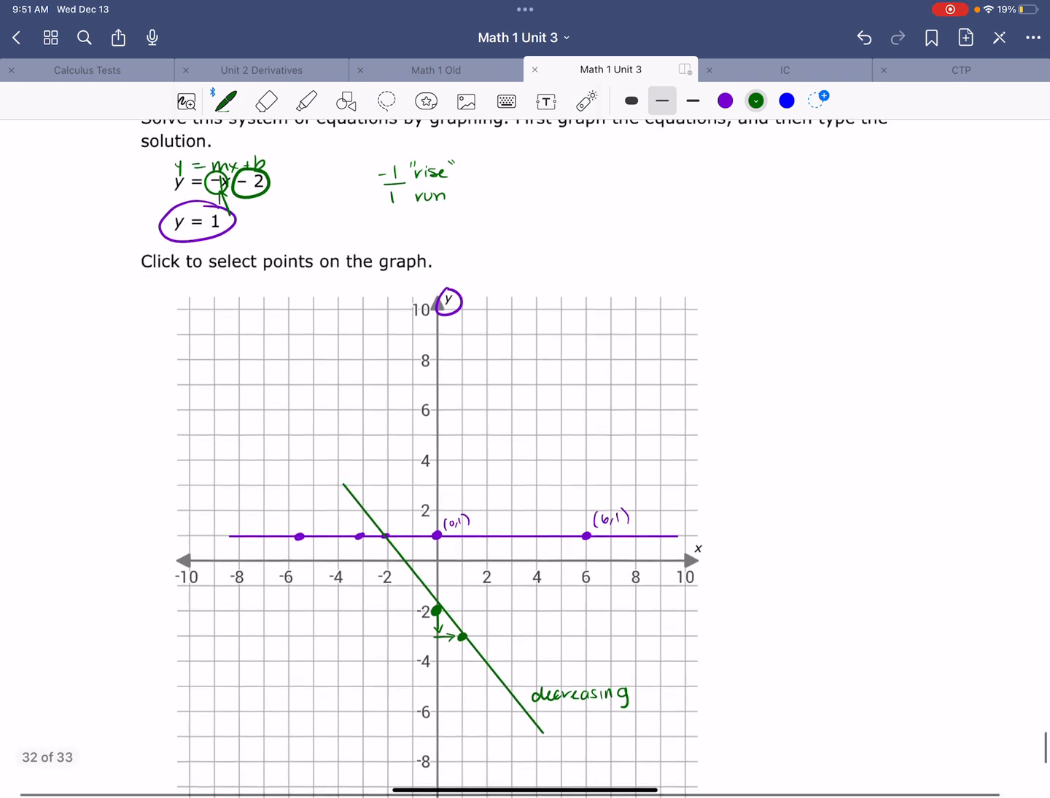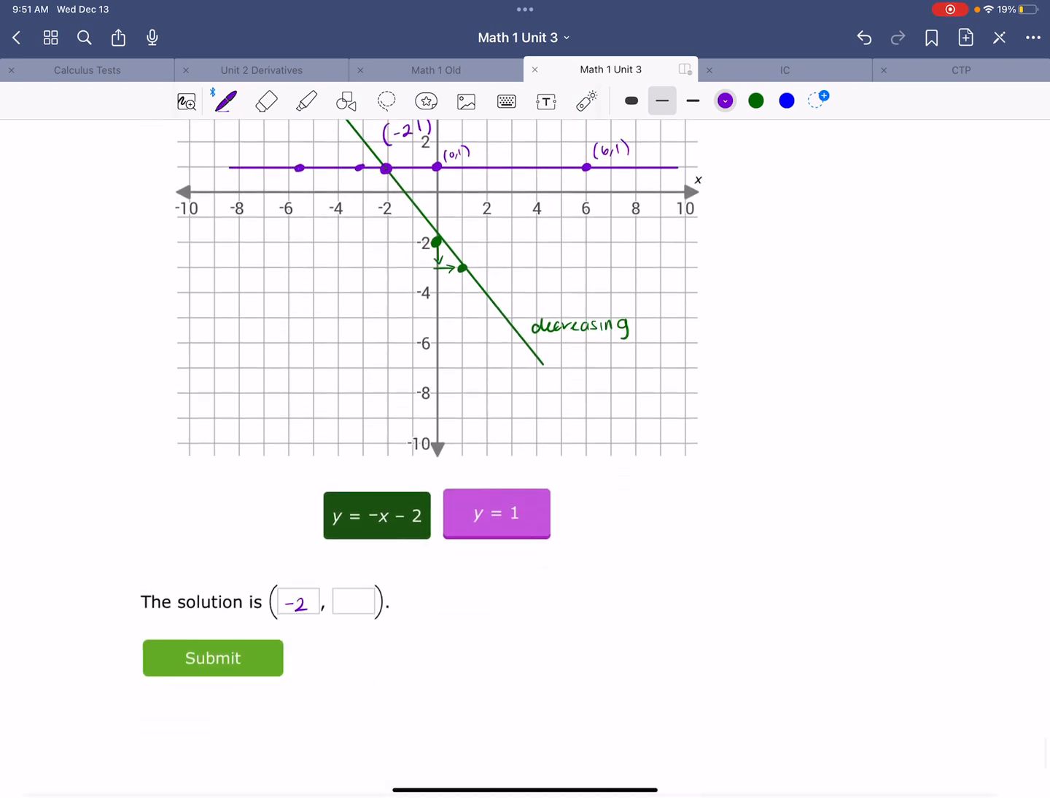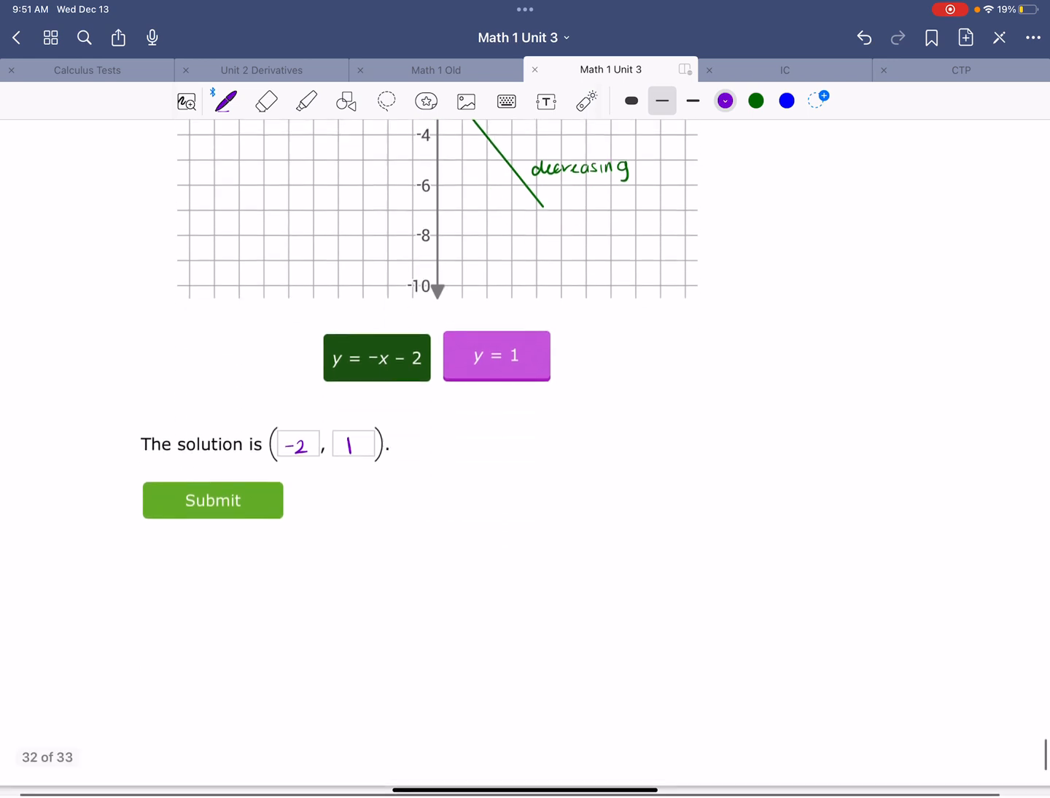So now let's take a look at where those two lines intersect. They intersect at -2, and the y coordinate is +1. Okay, so that's going to be my final answer that I submit to IXL.